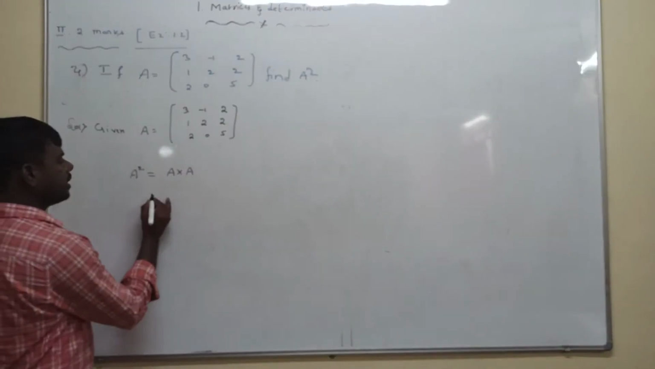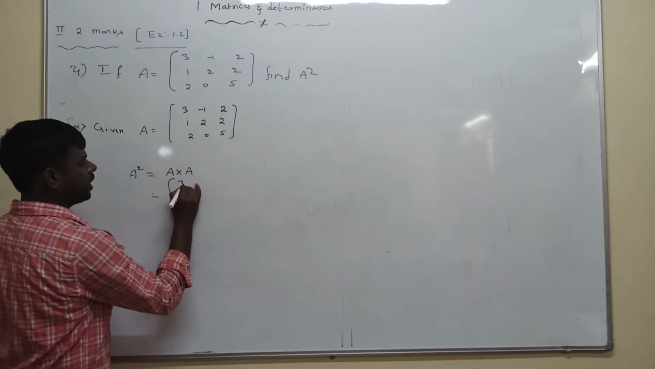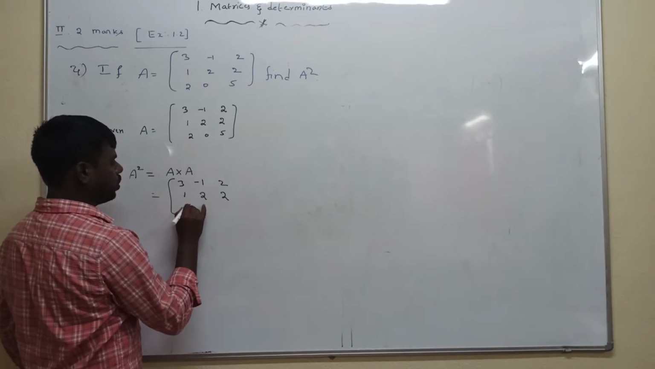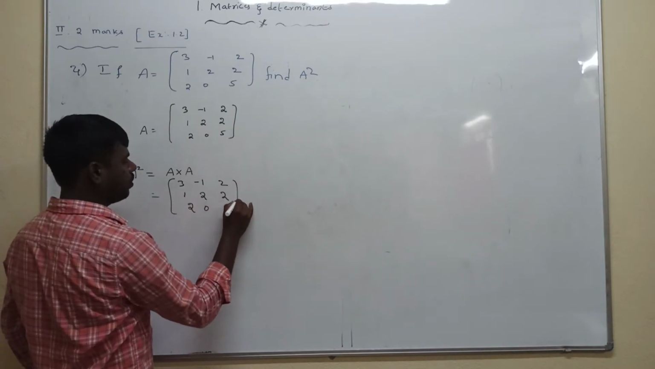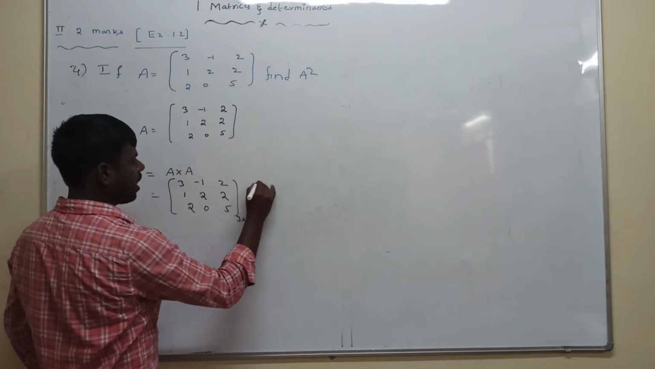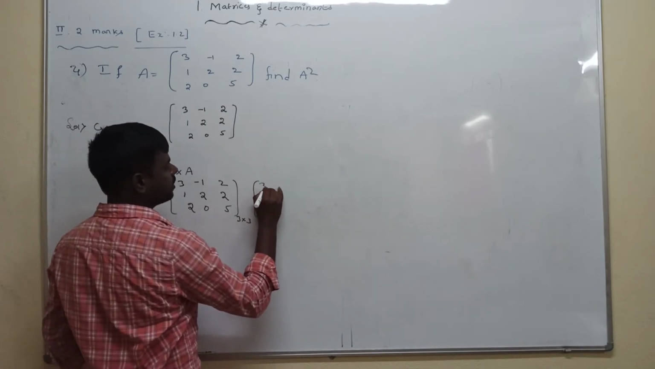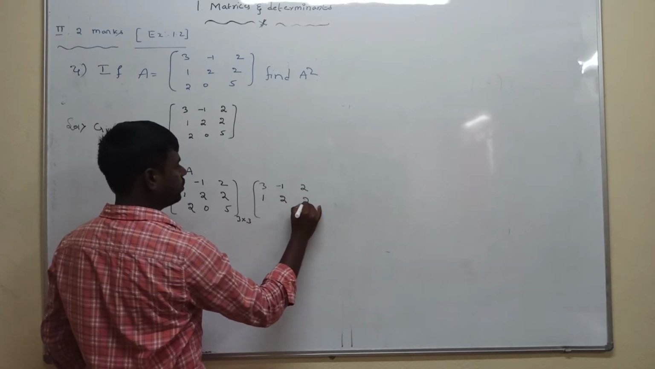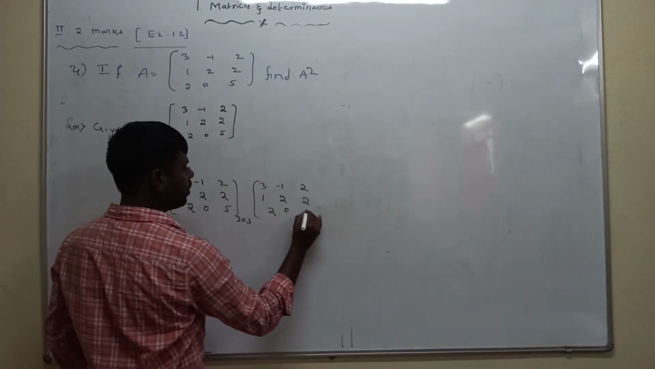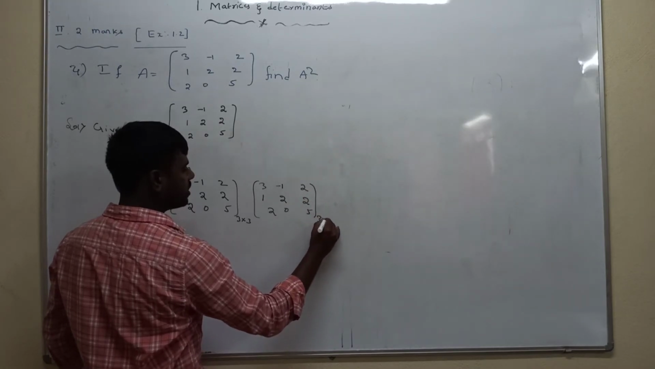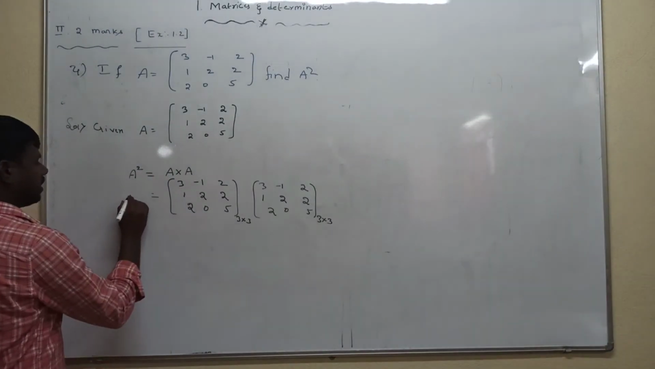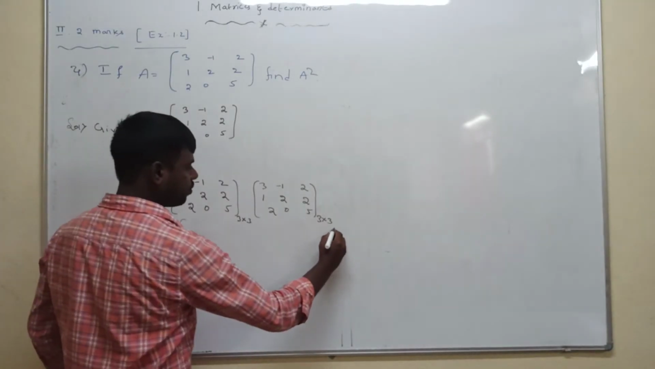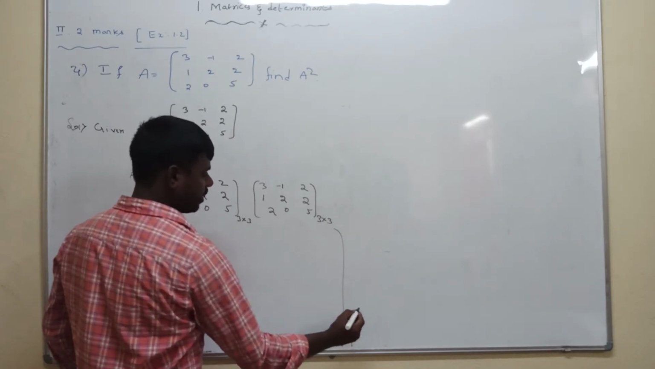So now substitute the A matrix twice. 3 minus 1 2, 1 2 2, 2 0 5. The order of this matrix is 3 by 3. Again you can substitute the A matrix: 3 minus 1 2, 1 2 2, 2 0 5. This also has order 3 by 3. So for A square, the resulting matrix is also a 3 by 3 matrix.